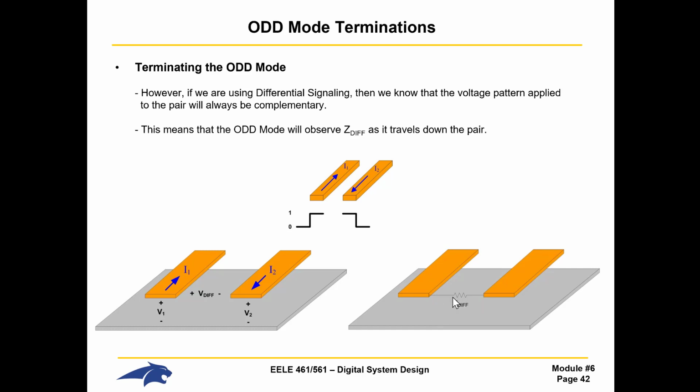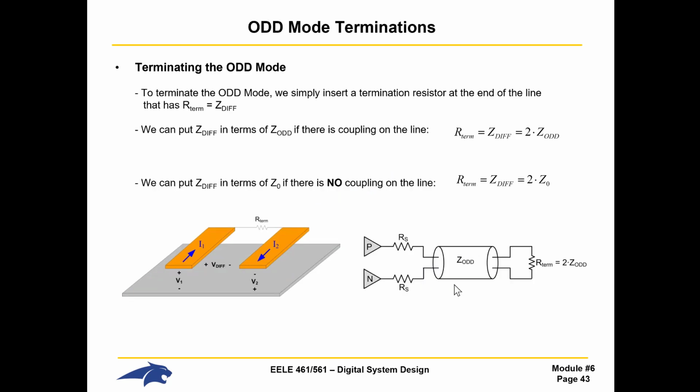If this is the differential impedance between them, the impedance that you see, you could just put a resistor equal to 2 Z odd at the end, and that will terminate the wave. And that's it. Think about that. If they're not coupled, you can put 2 times Z naught. If they're coupled, just put 2 times Z odd. And that will work. You will terminate the differential mode. This is really a common technique. It is very common to just say, if I have two 50 ohm transmission lines and I'm driving them differentially, just throw a 100 ohm resistor between them at the end. And that works for a lot of stuff.